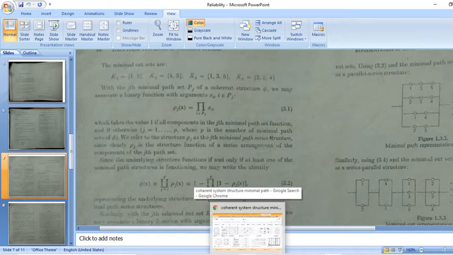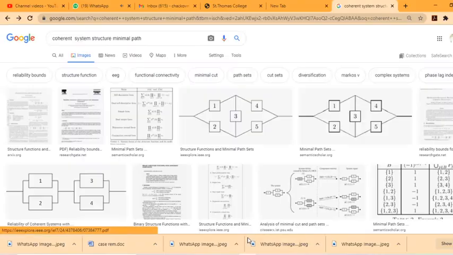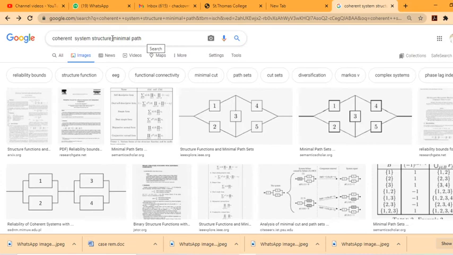Now let us break the system into the minimal path structure.